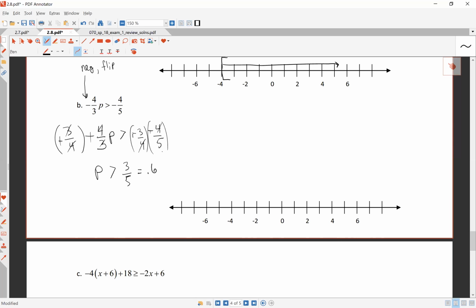Three-fifths is equal to 0.6, so we go over to 0.6 on the number line. And it's everything to the right of that, greater than that. And now that I look back, I realize that I had a greater than symbol. And when I multiplied by the negative number, I must flip my greater than and make it a less than. Very easy to forget to flip the symbol, as you see. So it's actually everything to the left of 0.6.